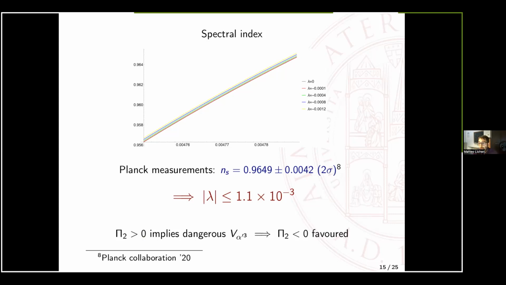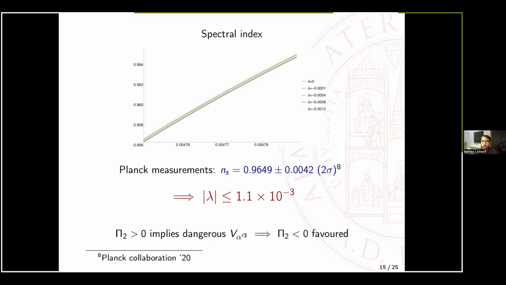We found that a higher bound on lambda is 1 times 10 to the minus 3. And this seems to be in accord with a single modulus case analyzed in the literature that found a value for lambda around this value, and we expect this to be the case also for multiple moduli. As I showed before, this pi 2 plays an important role. Pi 2 bigger than 0 could give dangerous corrections.